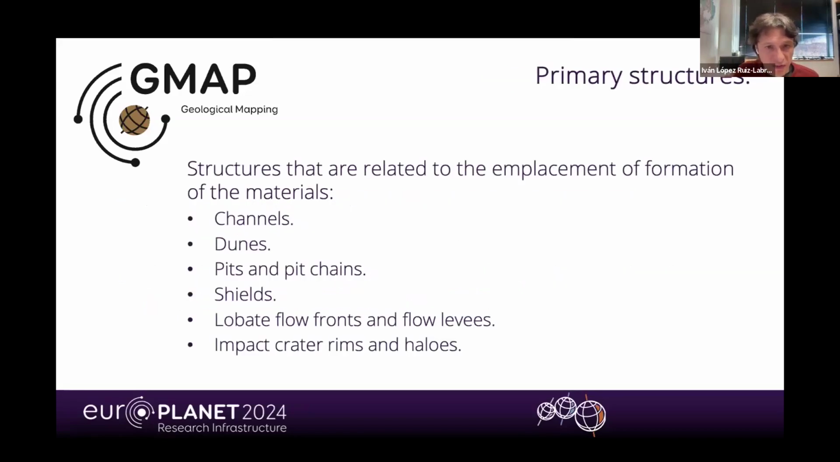What are the structures that we are going to map in the radar images? As Lucia showed us, there are many structures that are related to volcanic processes, but there are other structures like, for example, dunes or halos produced by impact craters that are also visible in radar images. We are going to see some examples here, but we are going to see a lot more examples and how to interpret them in the afternoon session.